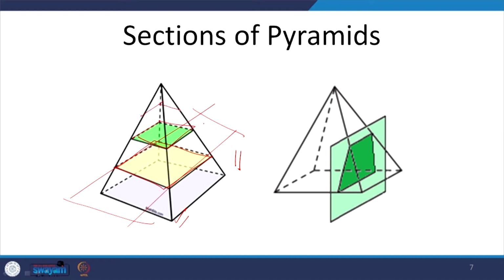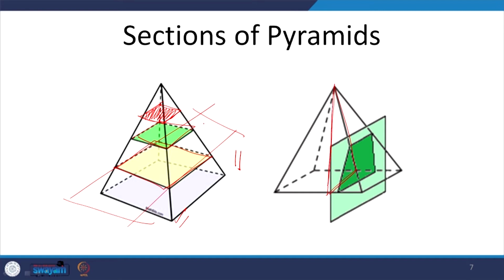As we go upwards towards the apex, the size of the section of this solid will go on reducing. That is when it is parallel to the base. Now, if it is perpendicular to the base, what happens in that case? In case of a square pyramid, this is a square pyramid. Just assume that if the plane was perpendicular like this.